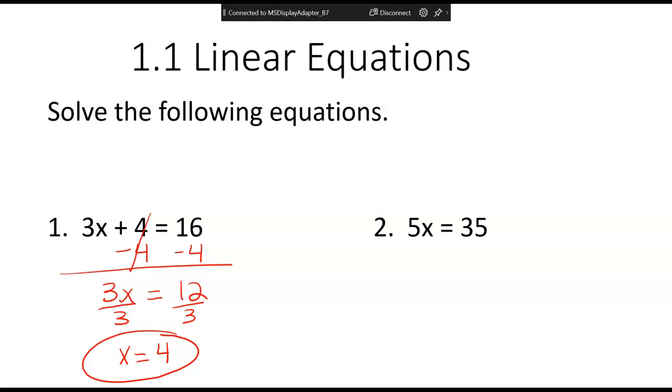Number 2 is even easier than number 1. 5x equals 35. What do I do? Just divide by 5, yeah. And x is going to equal, I was about to say 37 for some reason. I don't know. 7. Okay.